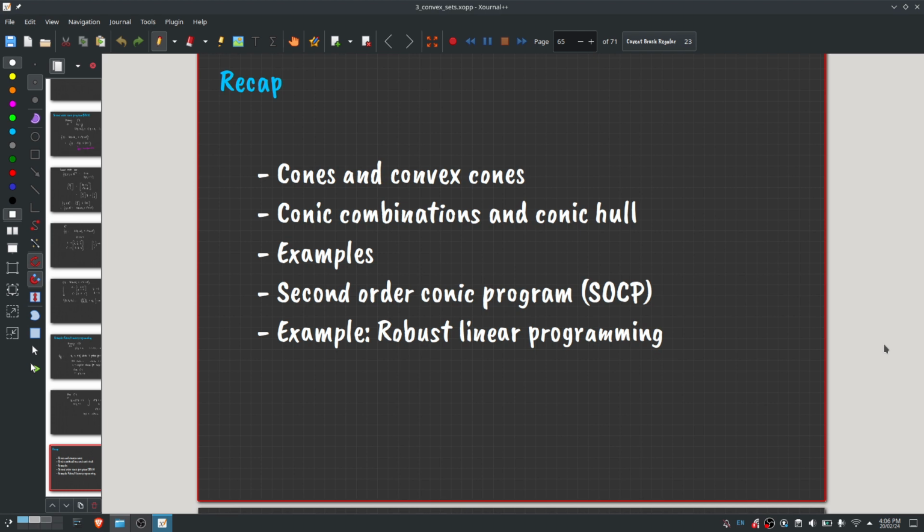Okay, so let's start. In the last couple of classes, we were looking at cones and convex cones. In particular, we defined what conic combinations are and what the conic hull of a given set is. For any given subset of Rn, or in fact any vector space, you can compute the conic hull of that particular set. And we saw a few examples.